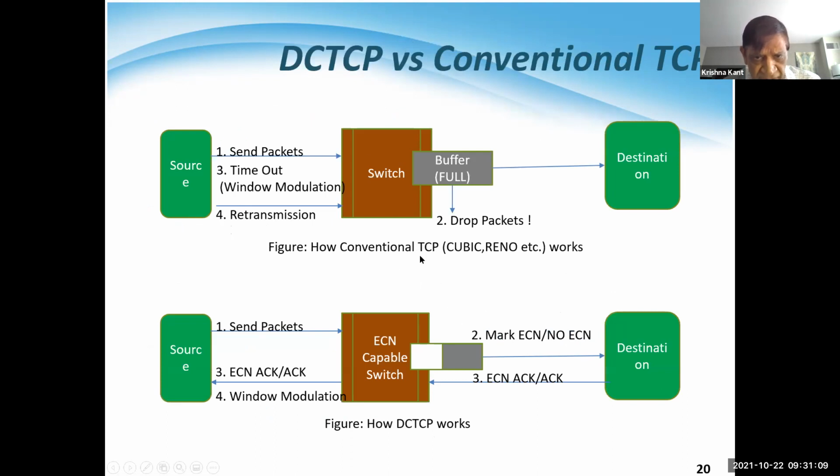And here's a more detailed picture as to how this works. In the regular TCP, when you drop the packet, there will be a timeout, and then you do the retransmission. In the data center TCP, if your buffer at the switch is getting full, you mark the packet with the ECN bit, and when the packet gets to the other end, you send an ECN echo, and then as a result, you can do a window modulation.